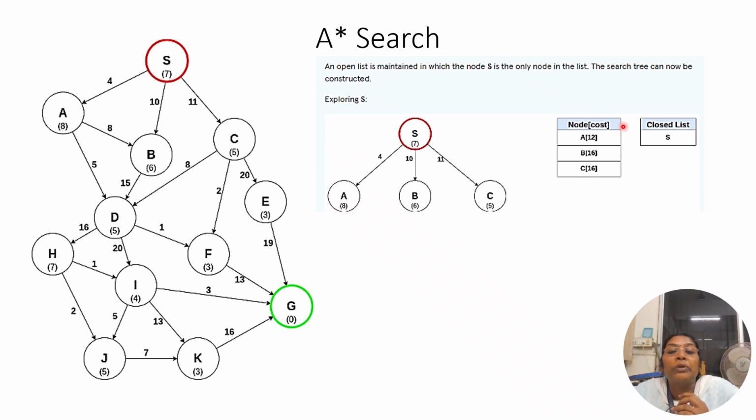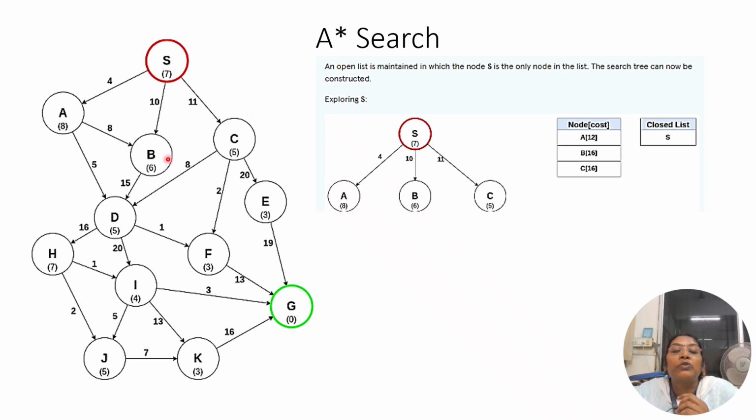Okay, S node is going into the closed list. Now the S is connected to A, B, and C. So A, B, C will be in the open list. For the open list, I have to calculate what is the f of n. The f of n in the open list will be made by adding the g of n and h of n. So g of n from traveling from S to A would be 4 and the h of n is given as 8. So 4 plus 8 is 12. So f of n for A from the starting node S is 12.